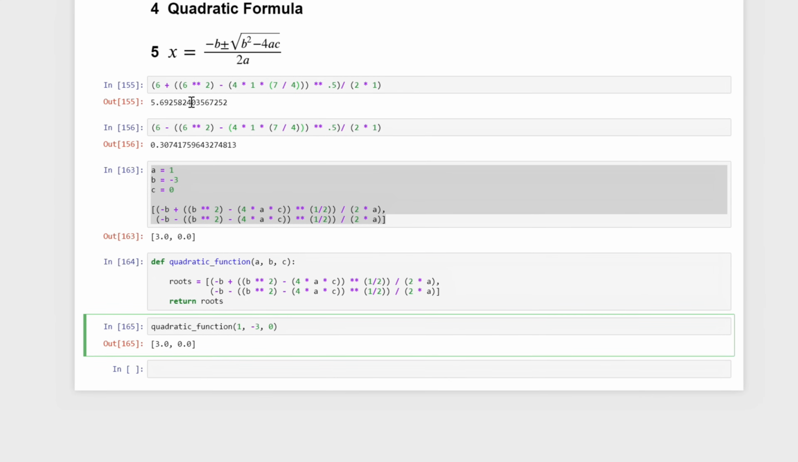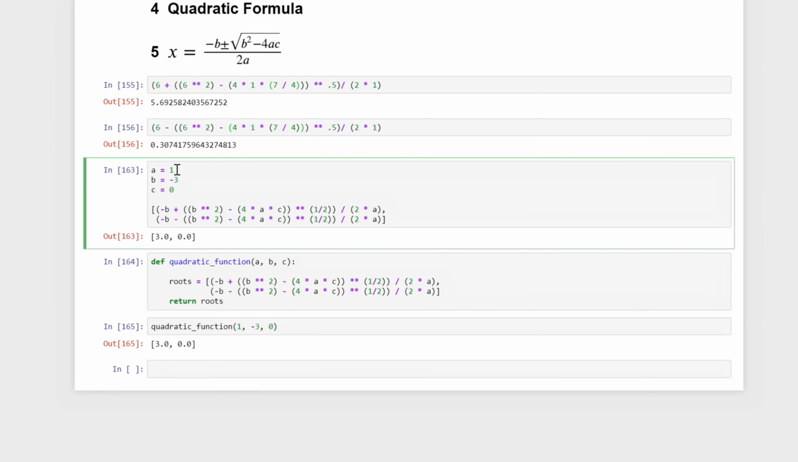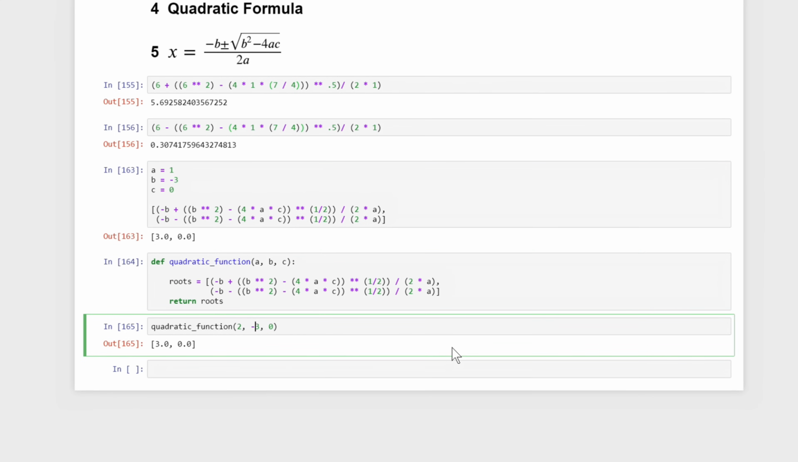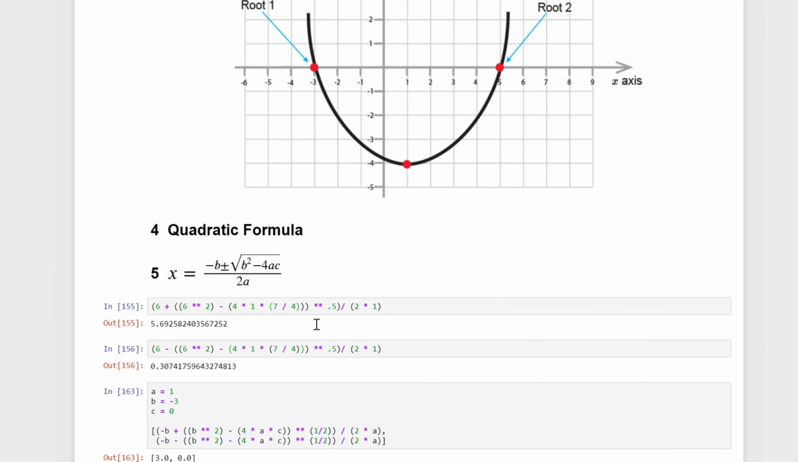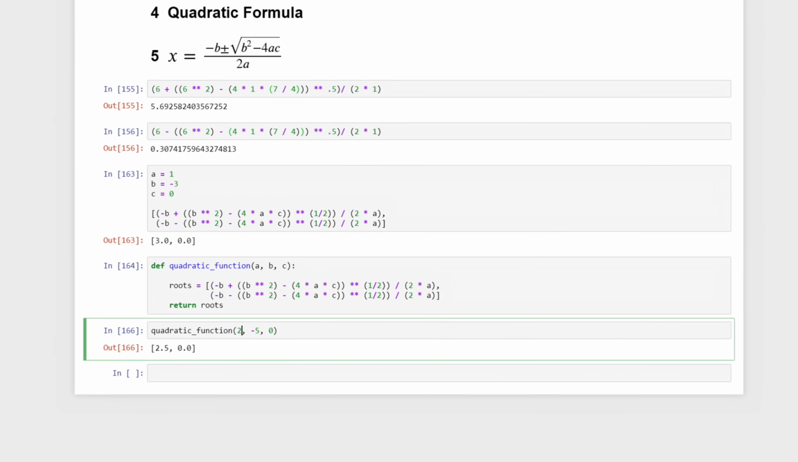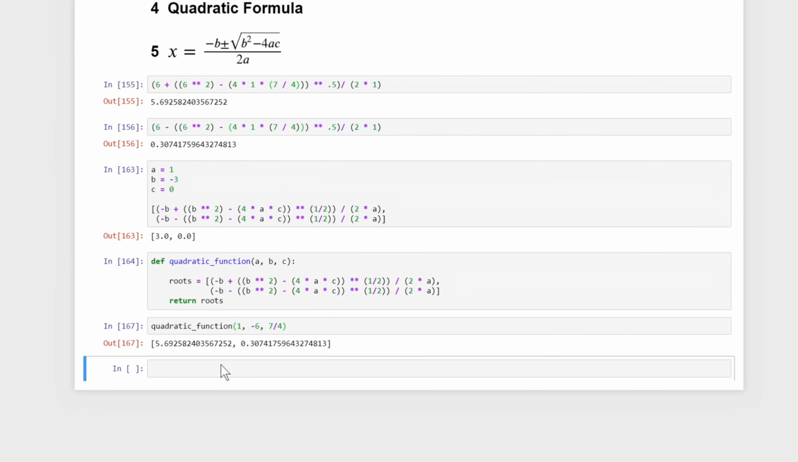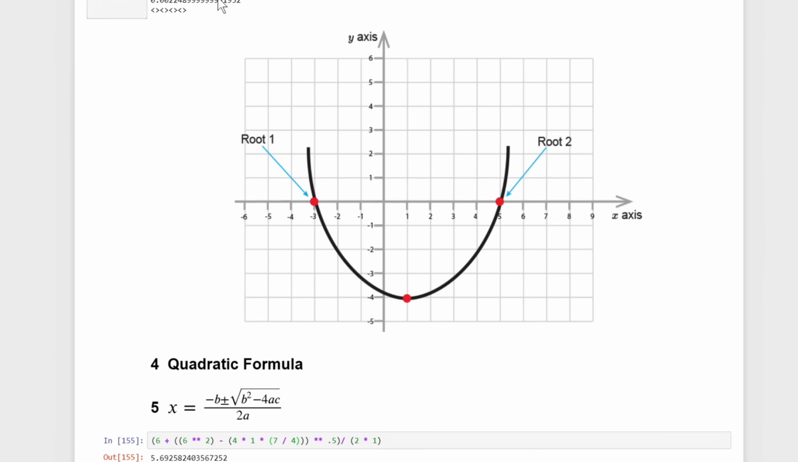So now, instead of having to remember this function or plug it into this specific formula, I can start putting numbers into here for a, b, and c, and it will give me the correct answers. 2, -5, and 0 gives me a root of 2.5 and 0. Now going back up to the problem we were trying to solve, 1, 6, and 7 over -6 and 7 over 4. And we're going to get these long decimal places that we approximated ourselves here.